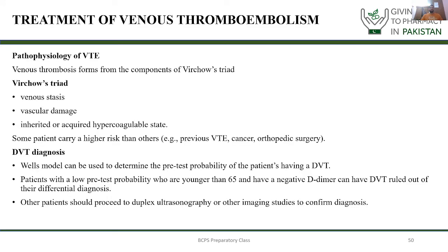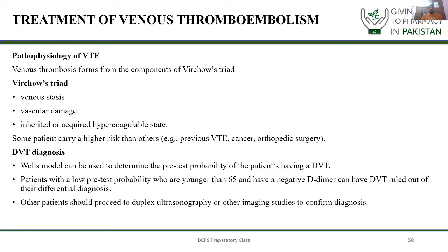Actually, for venous thromboembolism, we will first see the pathophysiology a little bit. There is a Virchow's triad. Virchow's triad has different components: venous stasis, vascular damage, and inherited or acquired hypercoagulable states. When these three components combine, they cause venous thromboembolism. And some patients carry a high risk. Those patients have a previous VTE, cancer, or orthopedic surgery. They are carrying high risk.